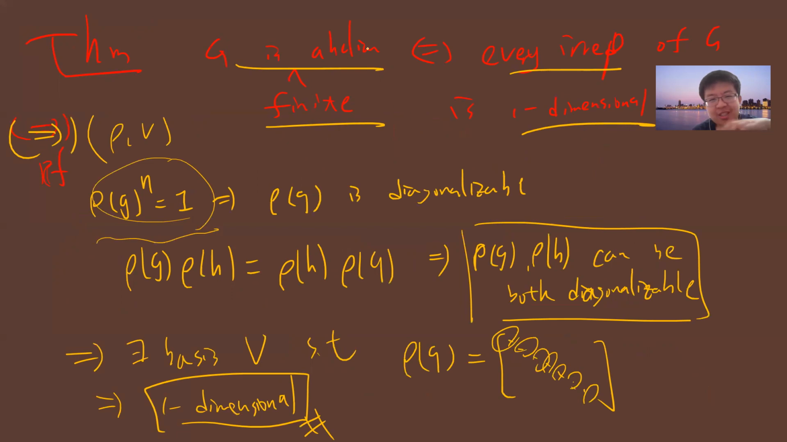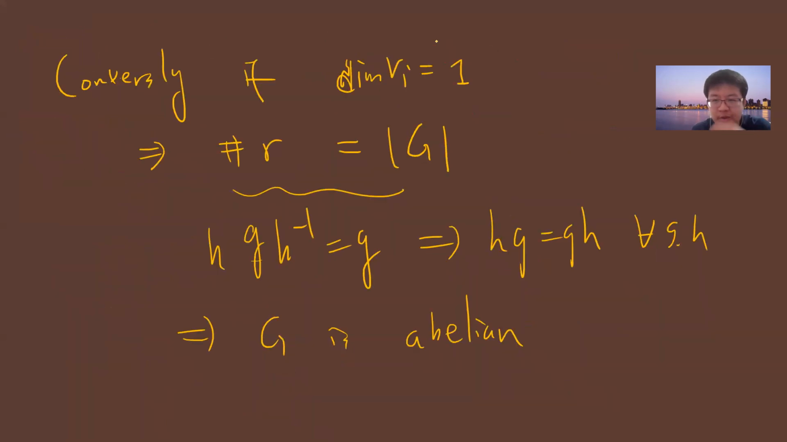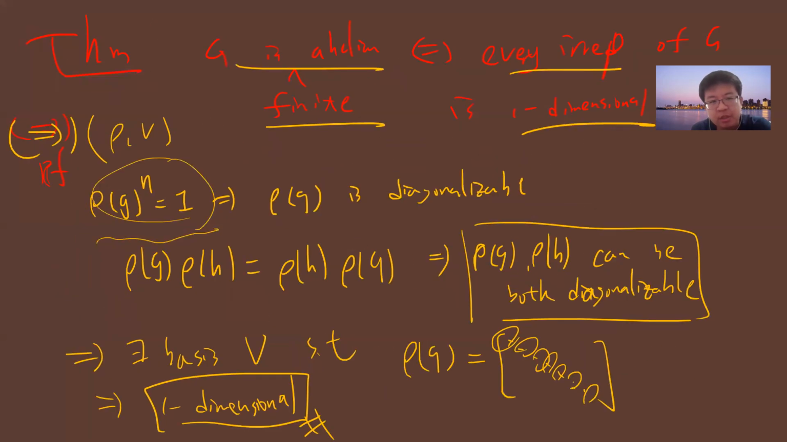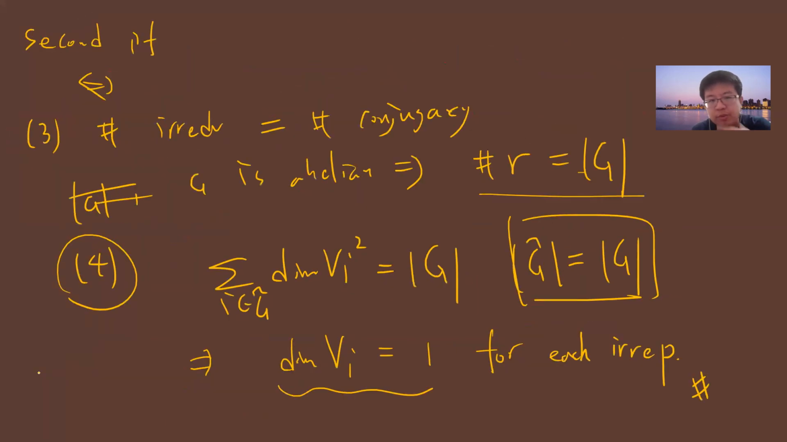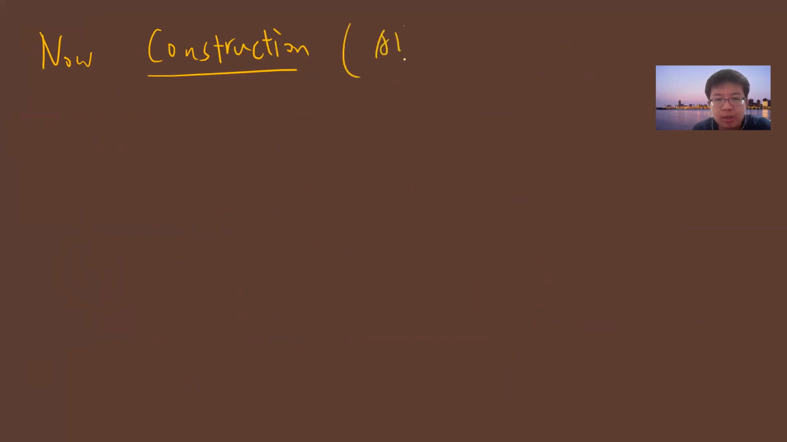So the fact is that if G is abelian, then every irreducible representation of G is still one dimensional. But conversely, I'm not sure, so I need to check the literature. But in the finite group case, we have used these three or four properties, which we proved. Okay, so now the problem is the construction. My goal is to find all the irreps of a finite abelian group.